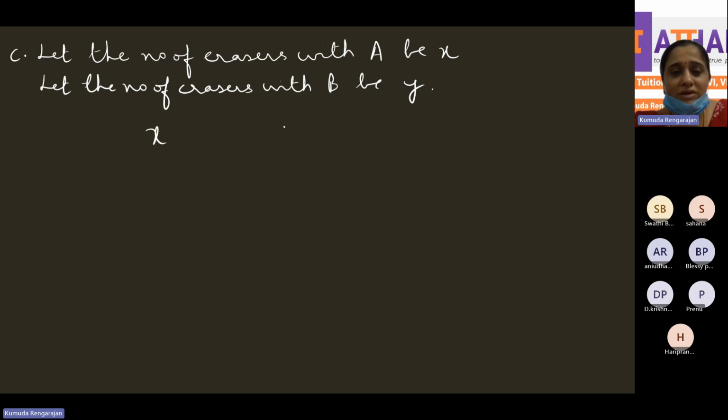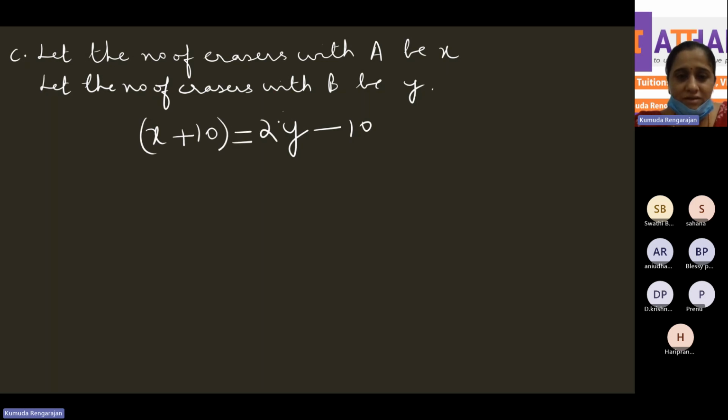So write X and Y on either side. B is giving, so minus 10. A is receiving, so plus 10. And now this A has 2 times, meaning 2 into what is left with B. So 2 into Y minus 10. Now X plus 10 is equal to 2Y minus 20.